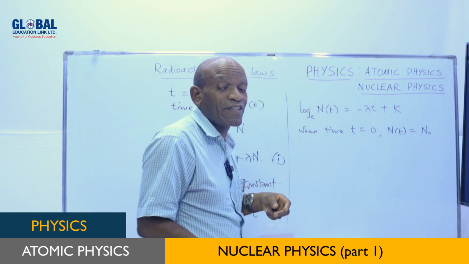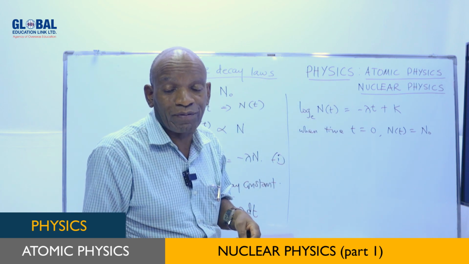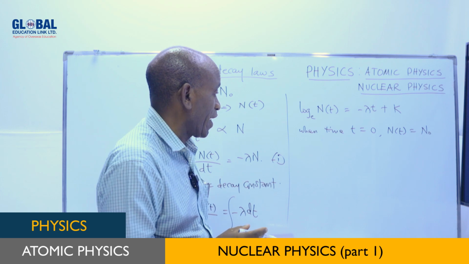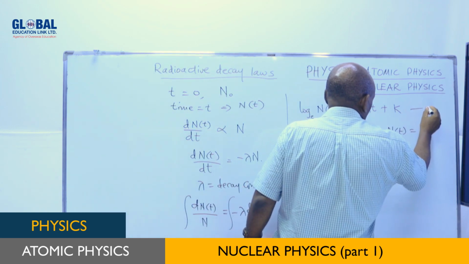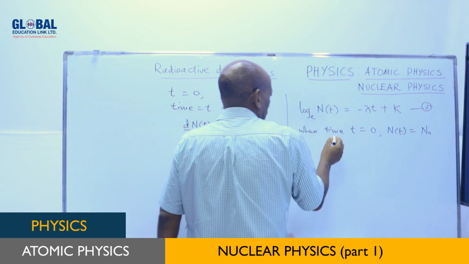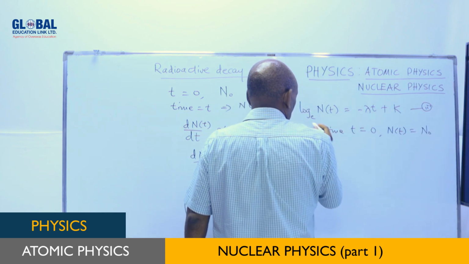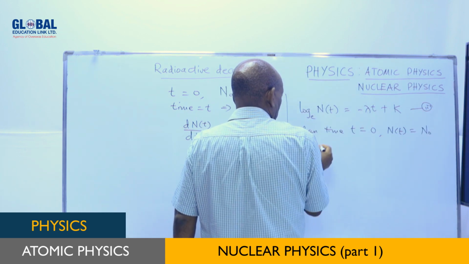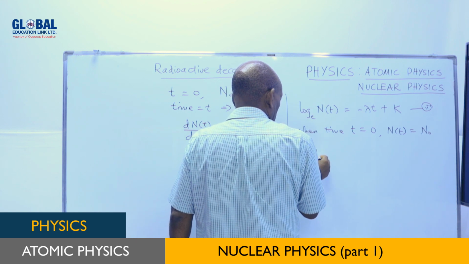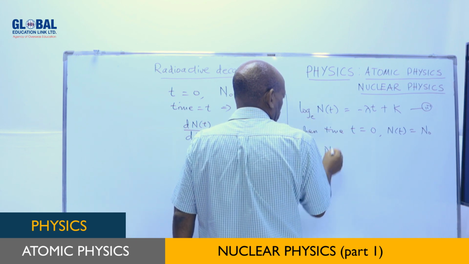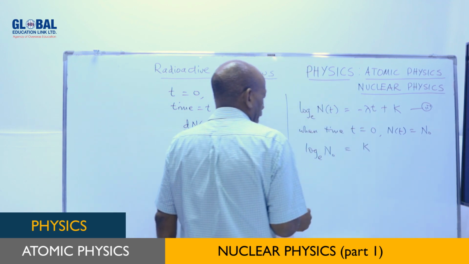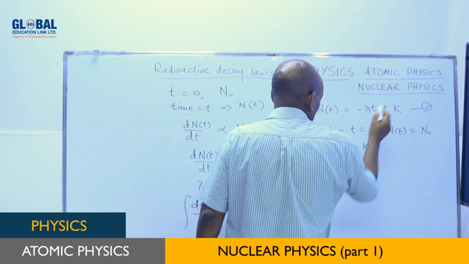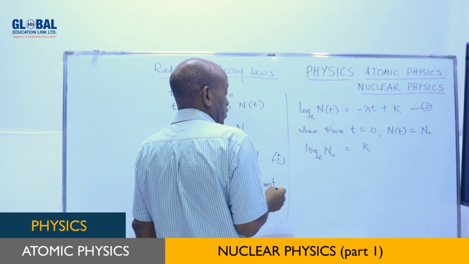N naught represents the initial number of samples of the radioactive material we have in our container. If we substitute these values into this expression, then at t equals 0, ln N(t) will be equal to the natural log of N naught, and this will just be equal to k. Hence I can substitute k into this expression to obtain the general expression.